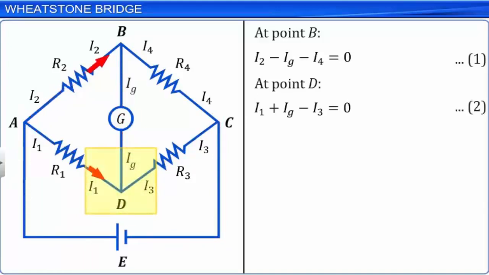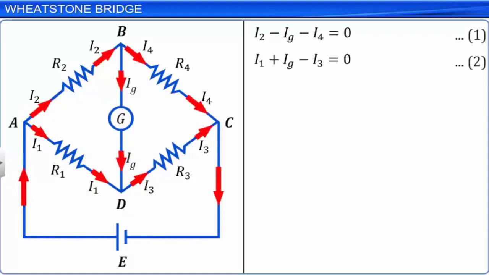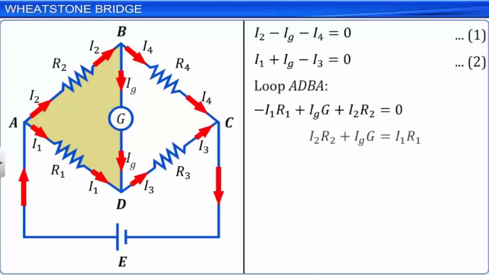Let us now apply Kirchhoff's loop rule to the 2 closed loops, ADBA and CBDC. Loop ADBA. Across points A and D, by applying the rule, we get minus I1 R1 plus IG G plus I2 R2 is equal to 0. On simplifying, we get I1 R1 is equal to I2 R2 plus IG G. Let this be equation 3.